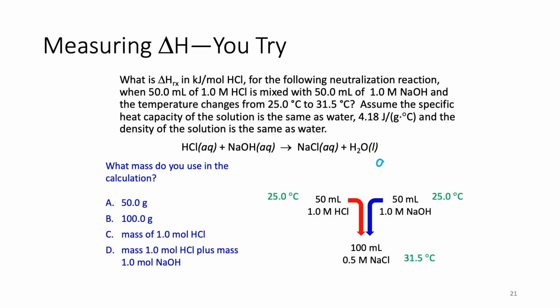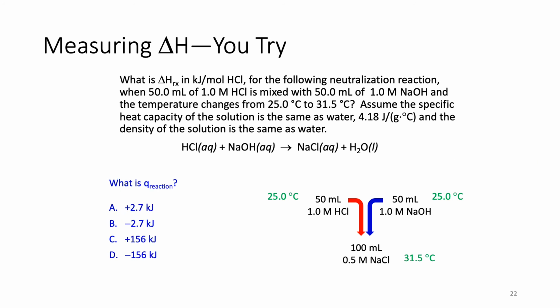So I'm going to quickly solve for Q of surroundings, and that is going to be 100 grams. Why 100 grams? 50 milliliters of base, 50 milliliters of acid, times the specific heat of water, times my change in temperature, which was 6.5 degrees Celsius. I multiply, so I get 100 times 4.18 times 6.5, and that gives me a Q of surroundings of 2717 joules. That is the heat that my surroundings are absorbing. But that is not the Q of my reaction.